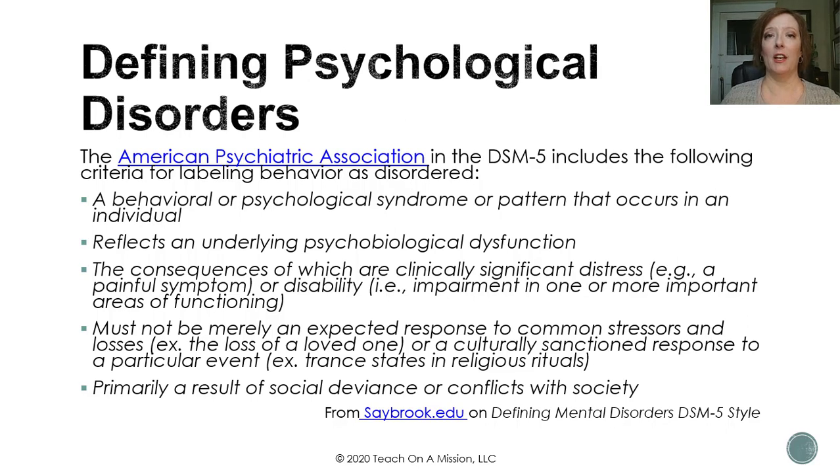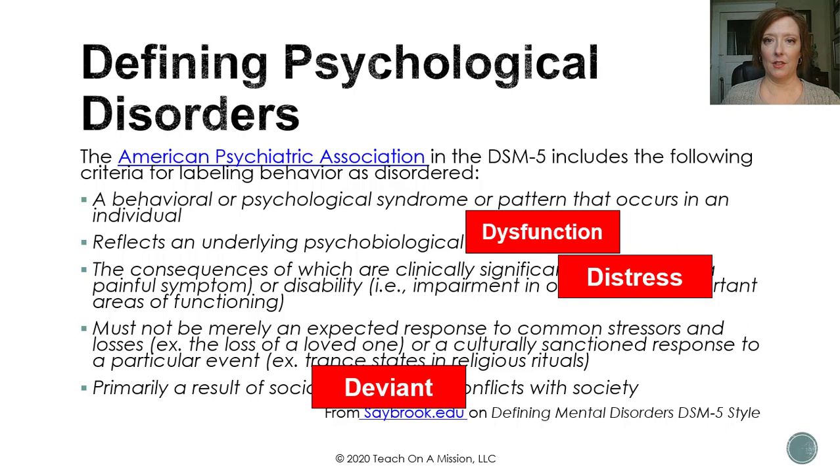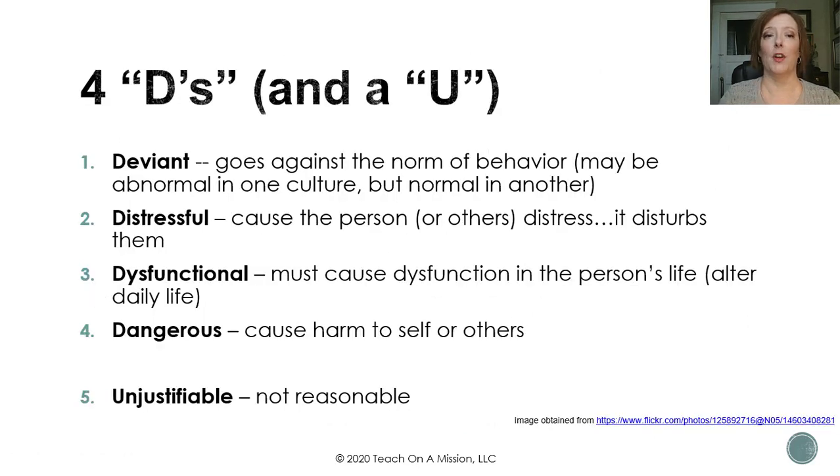So what we have here are dysfunction, distress, and deviance. These are part of a nice mnemonic to help you remember what constitutes a psychological disorder. And they're basically the 4 Ds and a U. There is something deviant about the behavior. It goes against the norm of behavior. It may be abnormal in one culture, but normal in another.